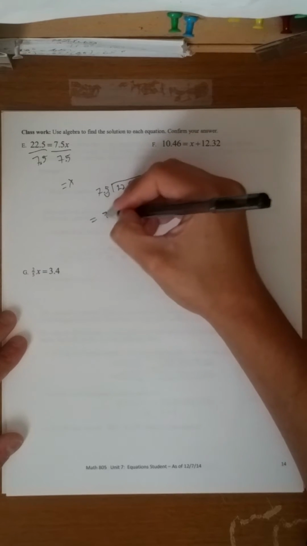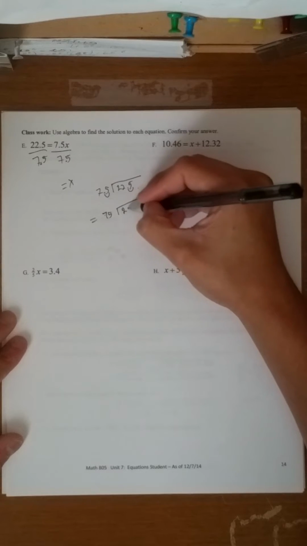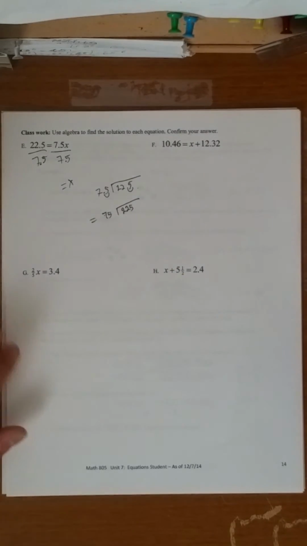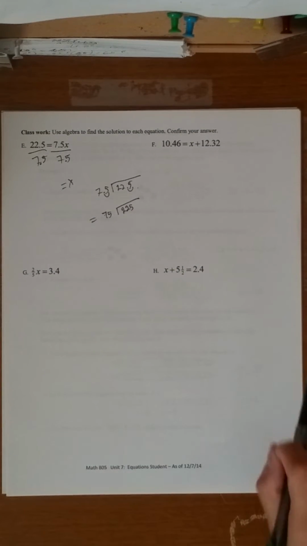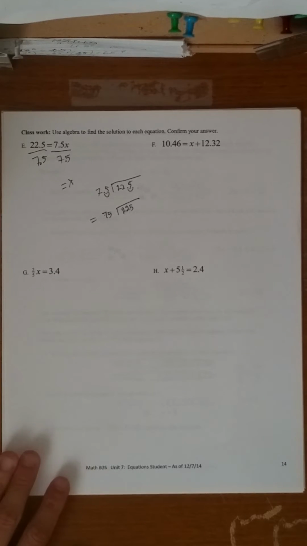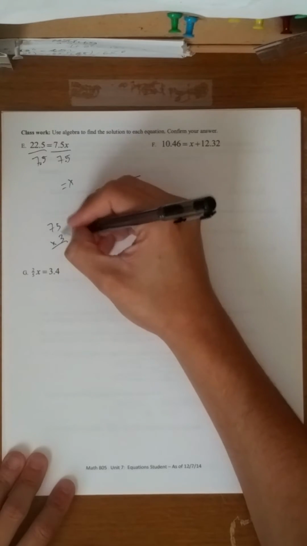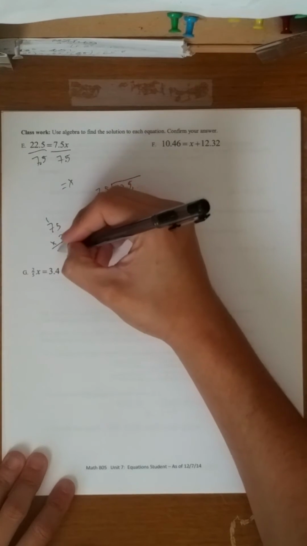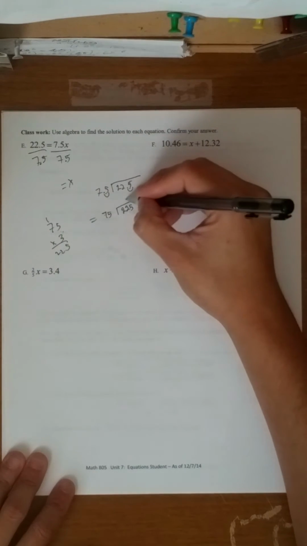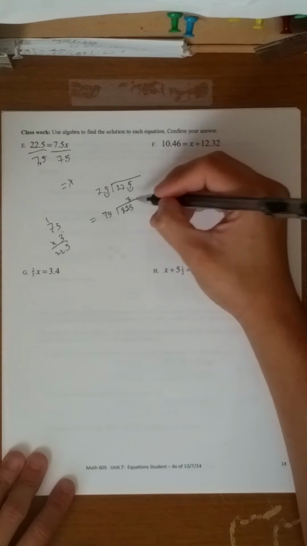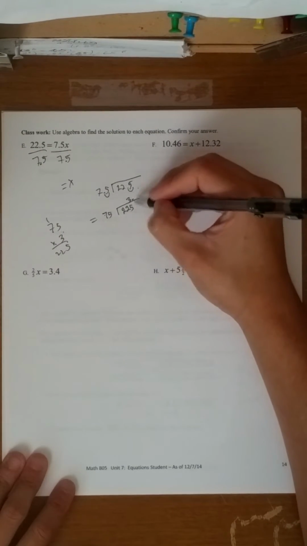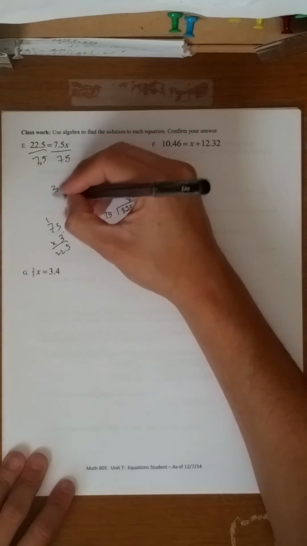So then we have 75 is actually going into 225 here. And now we have to think, how many times does 75 go into 225? What is that? 3 times, I believe. Let's double check. Yep, so it's 3. Remember, it goes over here. And so the answer is 3.